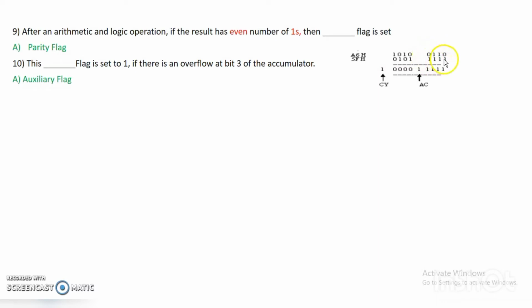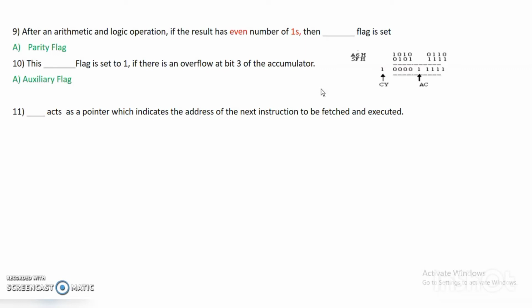Whenever you count, bit 0, bit 1, bit 2, bit 3, bit 4, bit 5, bit 6 and bit 7. Whenever there is any borrow or carry or overflow between bit 3 and bit 4, then the auxiliary carry flag will be set. Now if there is any carry or any borrow after bit 7, after the most significant bit, then the carry flag will be set. So the auxiliary carry is between bit 3 and bit 4, and the carry is after bit 7. Don't get confused, try to understand it properly.